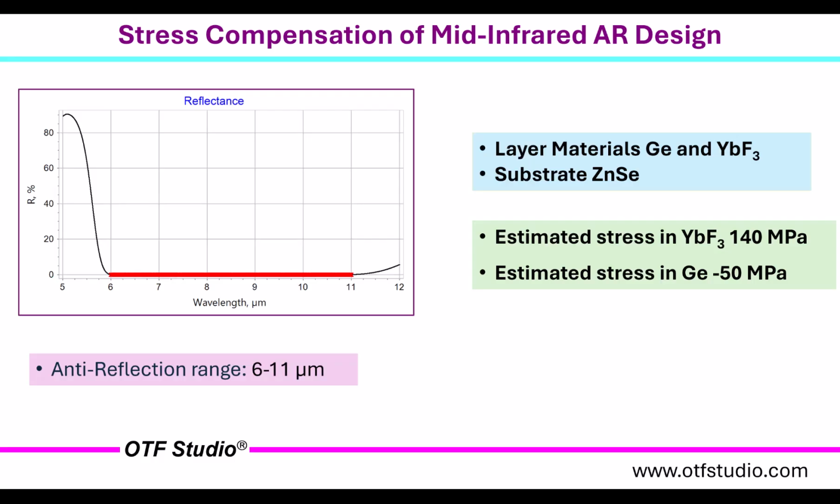In this example, I will demonstrate the concept using a broadband anti-reflection coating designed to operate in the mid-infrared spectral range from 6 to 11 micron. Layer materials germanium and ytterbium fluoride, substrate zinc selenide, which is typical substrate for this spectral range. Estimated stress in ytterbium fluoride is 140 megapascal and assumed that estimated stress in germanium is minus 50 megapascal.